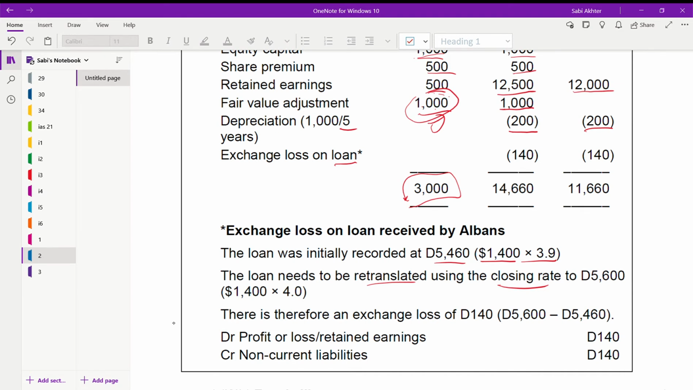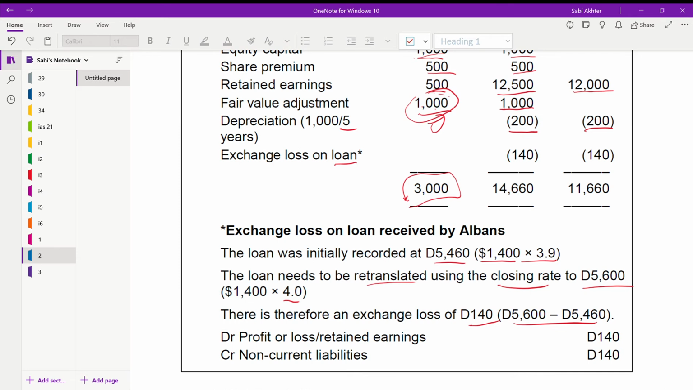That means this 1,400 you multiply it by 4 now. The closing rate. The loan needs to be changed at the closing rate. So the loan comes in the statement of financial position, so you have to take the closing rate. And this. Now find the difference. This and this. The difference is 140. It's a loss because the value of the loan went up, from 5,460 it went to 5,600 in D. That's why it's a loss in D.